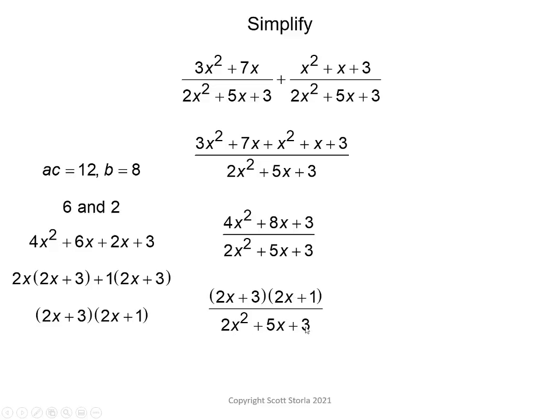In the denominator, I'm going to use guess and check. I'm going to do 2x and x, 1 and 3. That's going to give me 2x squared plus 5x plus 3. I notice I have a common factor of 2x plus 3, which can reduce, leaving me with 2x plus 1 and x plus 1. And again, it's very common for students to want to start reducing at this stage, but you can't. These are terms, they're not factors. This is fully simplified.